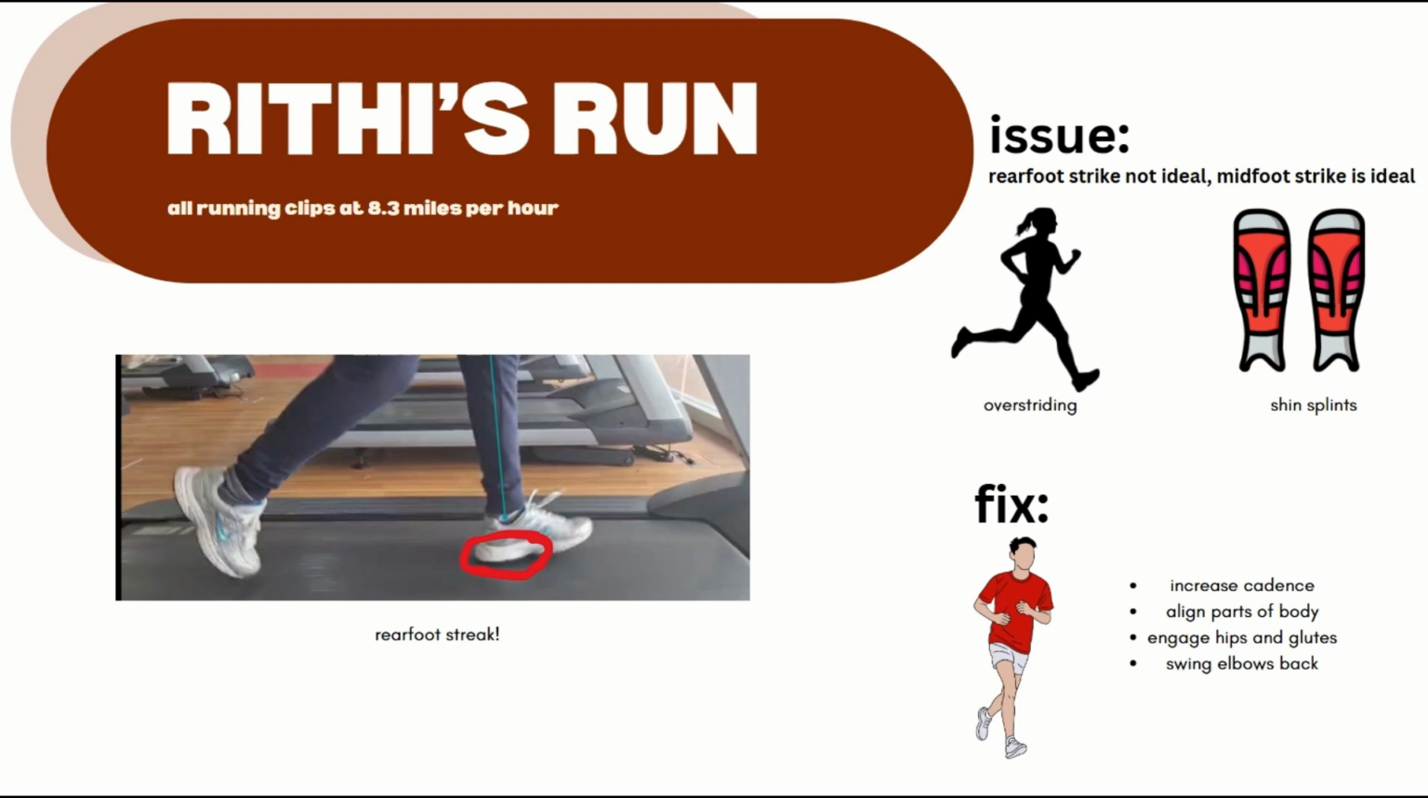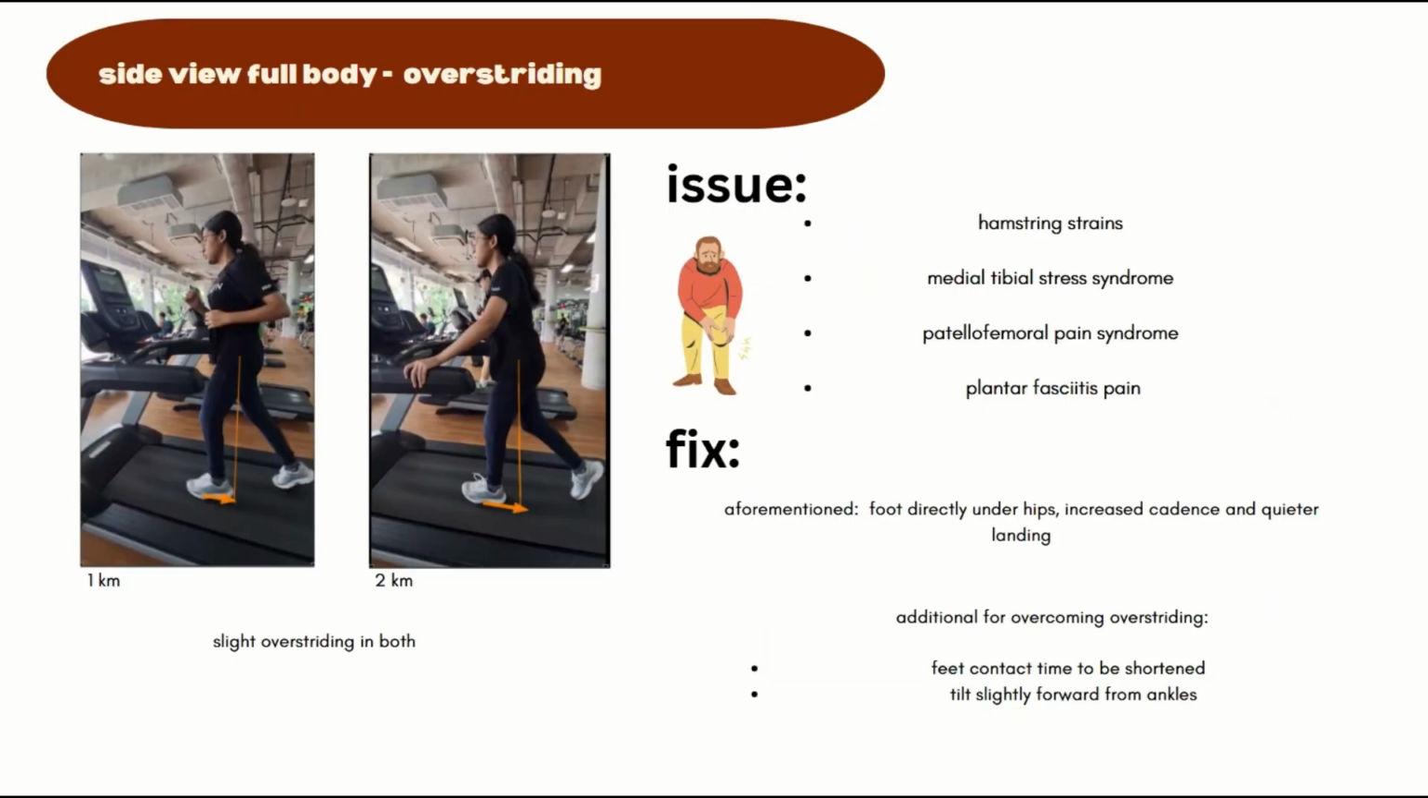Hence, it can be corrected to midfoot by increasing cadence, maintaining tall posture, aligning ears, shoulders, hips, knees, and ankles vertically, engaging hips and glutes, and improving arm swing by driving elbows back to help the leg cycle faster and land directly underneath.